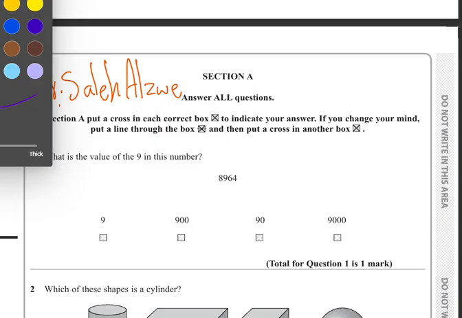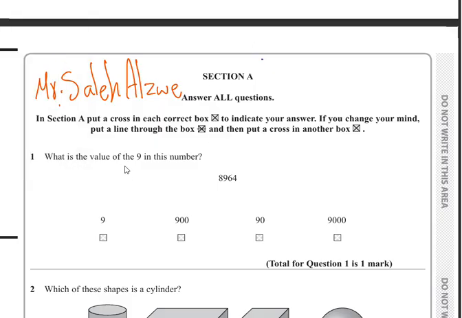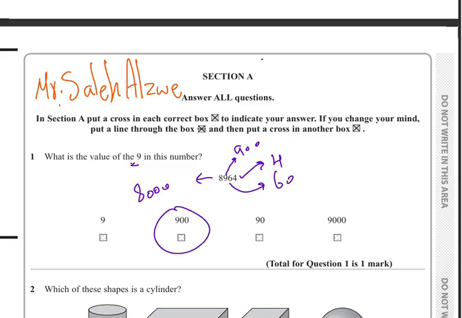So for question 1 here in section A, we have: what's the value of 9? When we're asked such a question, we should separate each of the numbers from the original number. What's the value of 4 here? It's basically 4. What's the value of 6 here? It's in the tens, that means it is 60. And what's the value of 9? It's in the hundreds, that means it's 900. And the value of 8 here is in the thousands, so it's going to be 8,000. So what's the value of 9 here? It's 900. Good.